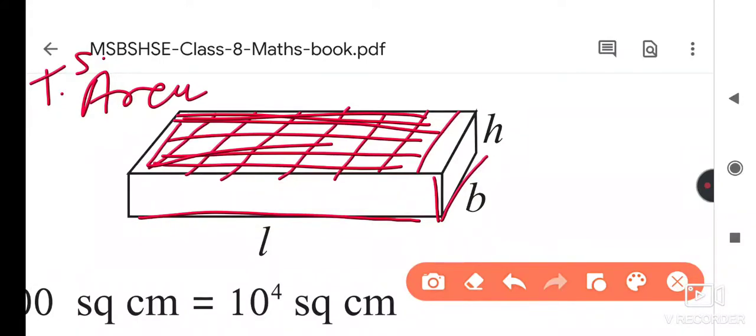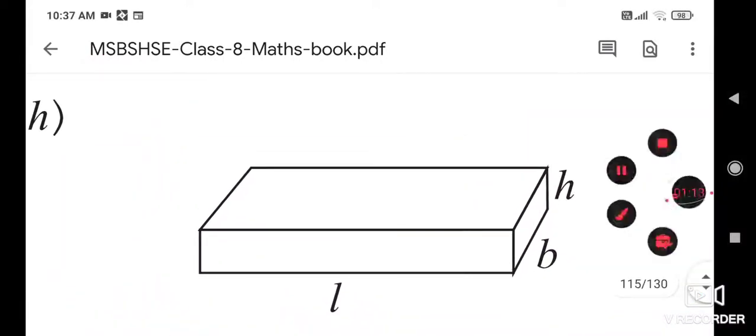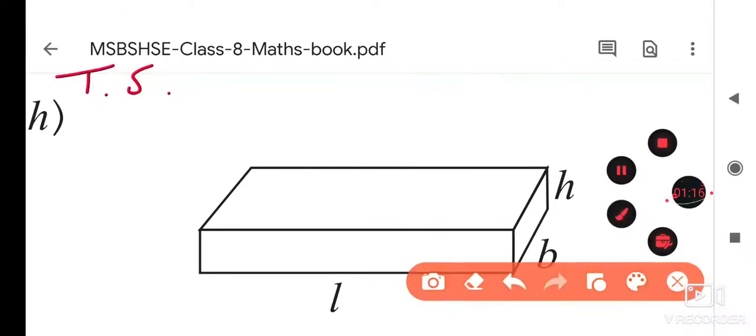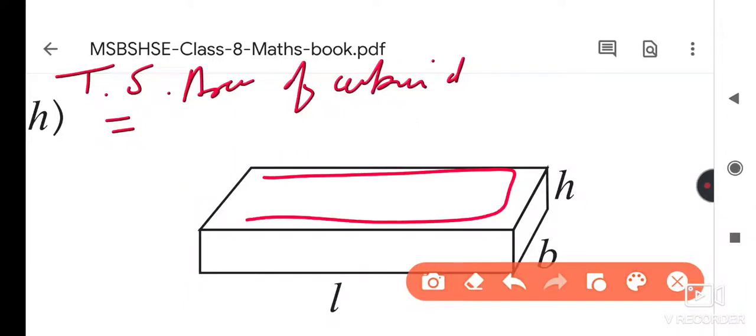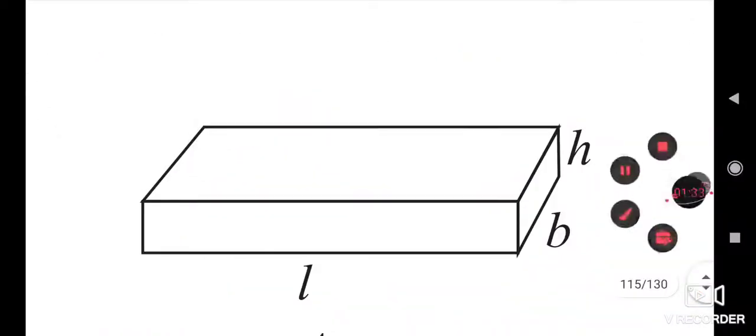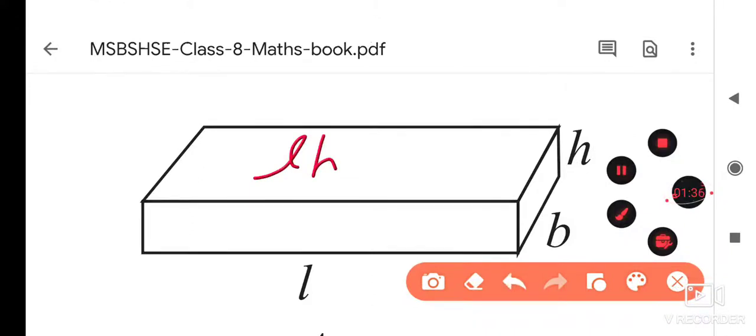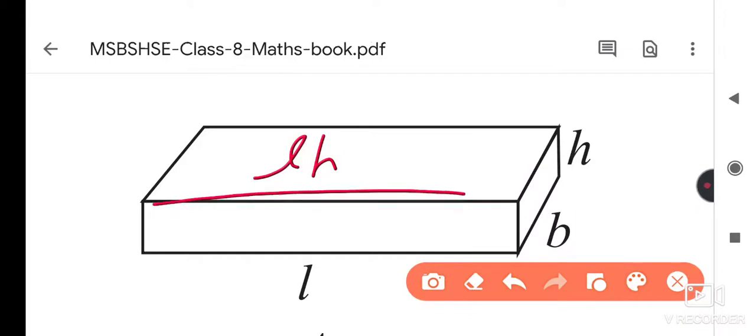So each face has which shape? Rectangular shape. So for finding the total surface area of a cuboid, what is the area of this face? Here length is L and breadth is H. Area of a rectangle is length into breadth. So the area of this upper face is L into H.